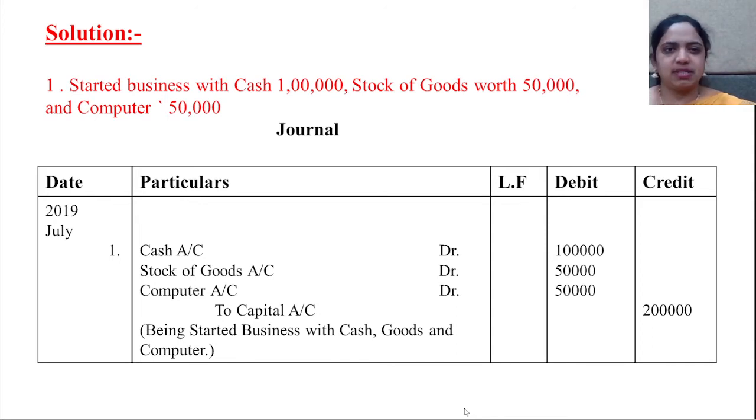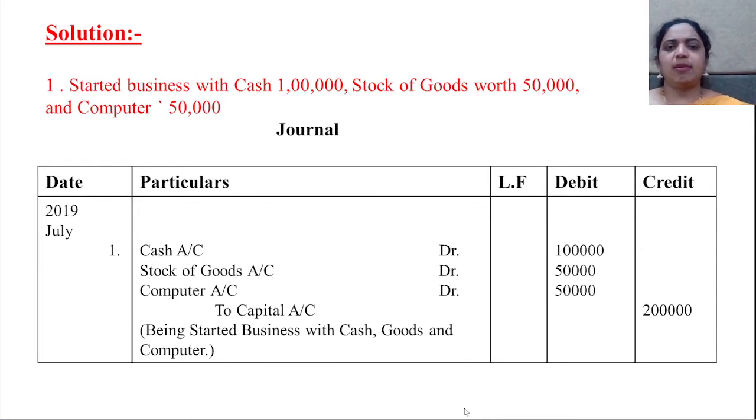Whenever you start a business, at that time what comes in? Cash comes in. Next is stock of goods worth rupees 50,000. Next is computer 50,000. So from this you can understand, when it is given started business with cash, at that time it will be cash account debit to capital account. Yes or no? You all know very well, as you have seen the analysis of the transaction, that debit what comes in. So cash comes in, so cash account will be debited.